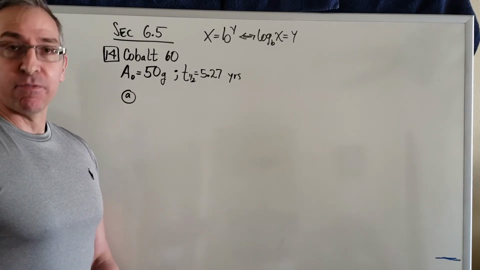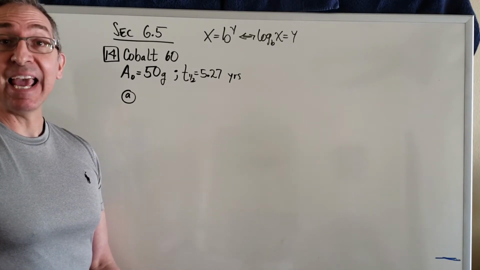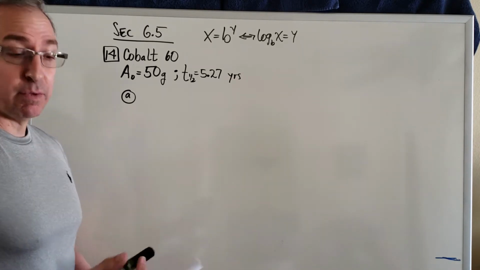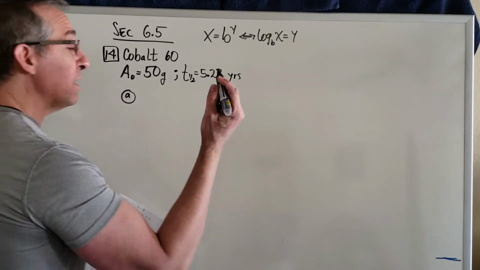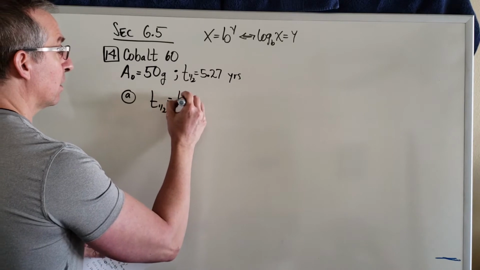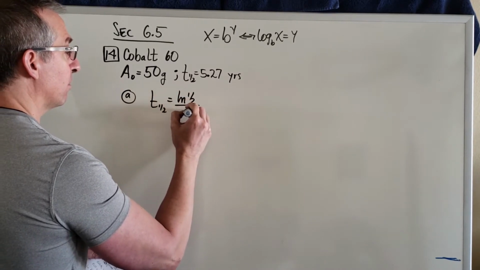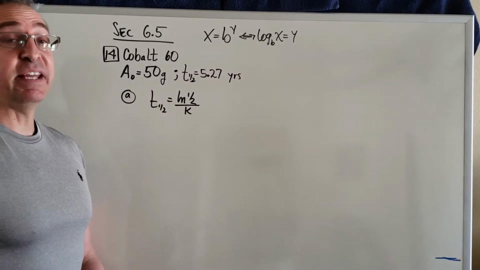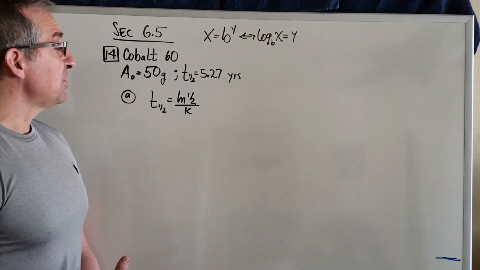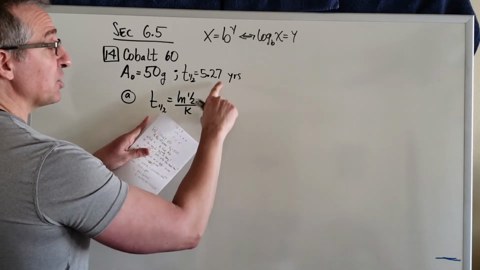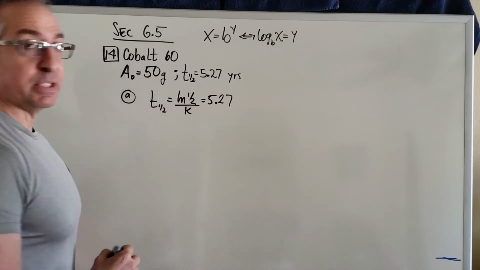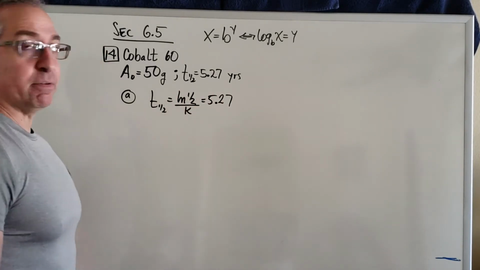5.27 years. The first thing they want us to do is find the decay constant, or the decay rate, K. All right, so in that regard, if you recall, we know that this is true. In fact, in a previous video, I asked you to develop that on your own. So what they're telling us, gang, is that this fraction is equal to 5.27. Now solve this equation for K.